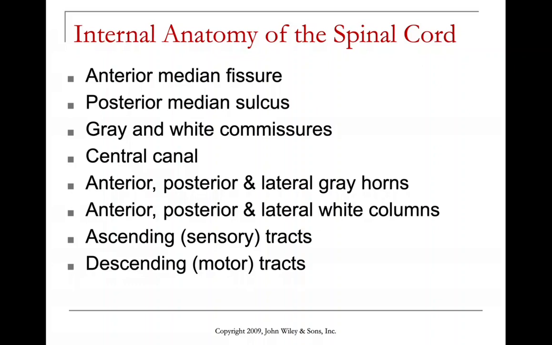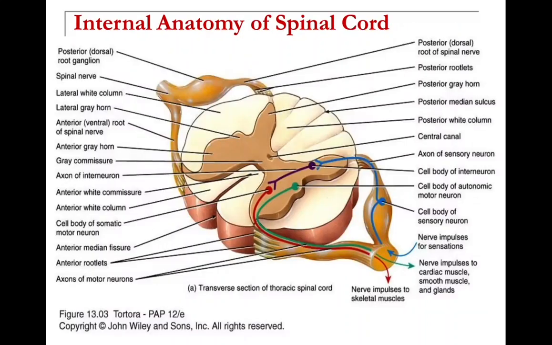So inside the spinal cord, different types of things are going to travel in different pathways. So things that you have on the inside, the anterior and posterior: you have the anterior median fissure, the posterior median sulcus, gray and white commissures, central canal, anterior, posterior, and lateral gray horns, anterior, posterior, and lateral white columns, your ascending or sensory tracts, and the descending or motor tracts.